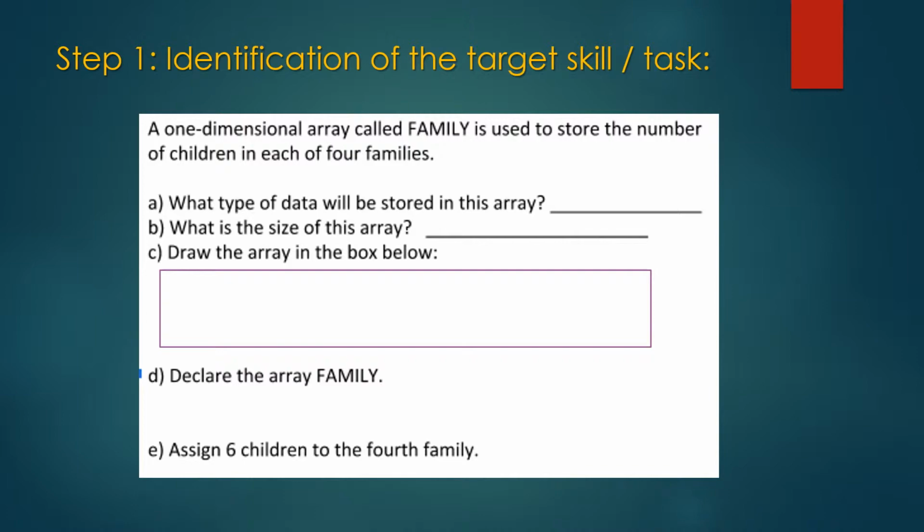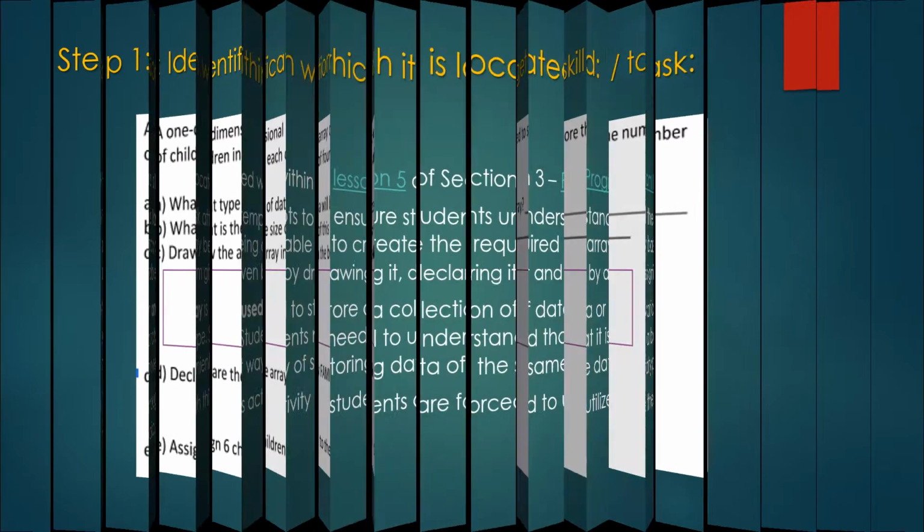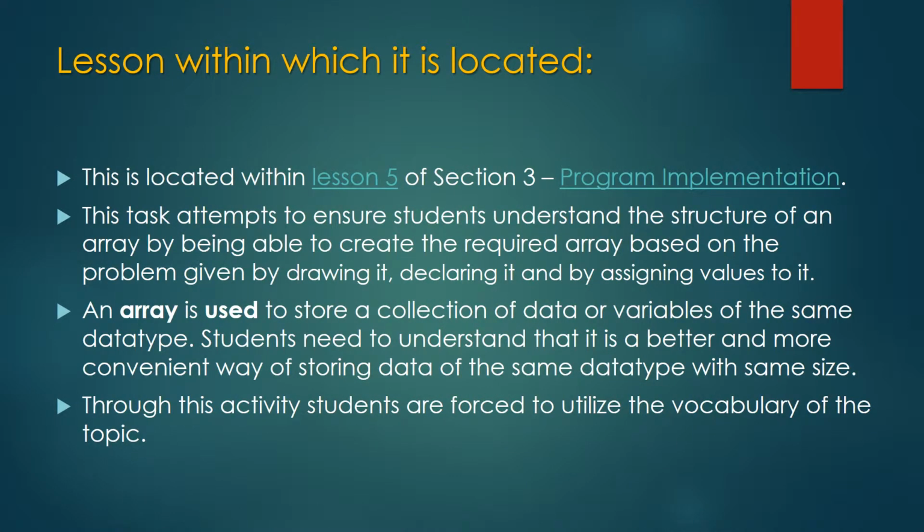Usually questions are given with a marking scheme. This is located within Lesson 5 of Section 3, Program Implementation. This task attempts to ensure students understand the structure of an array by being able to create the required array based on the problem given, by drawing it, declaring it, and by assigning values to it.